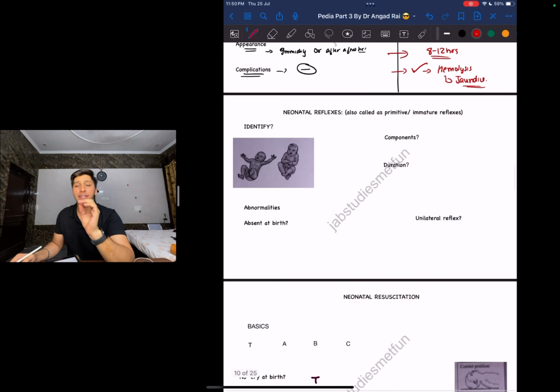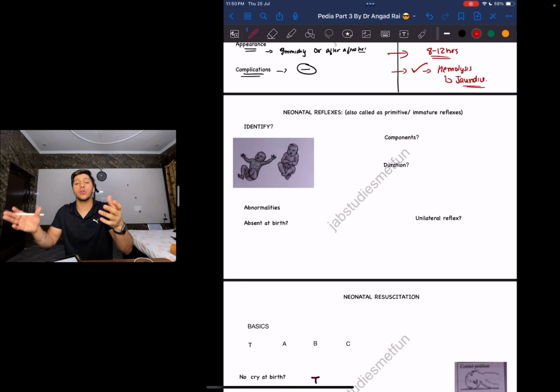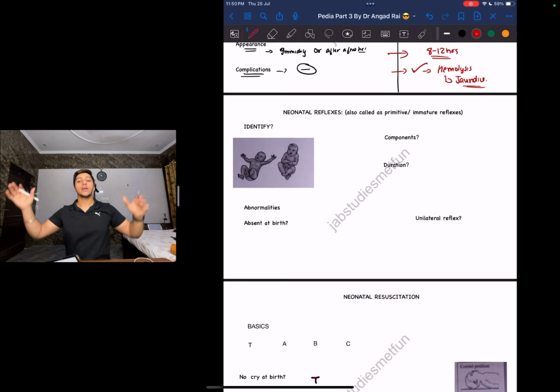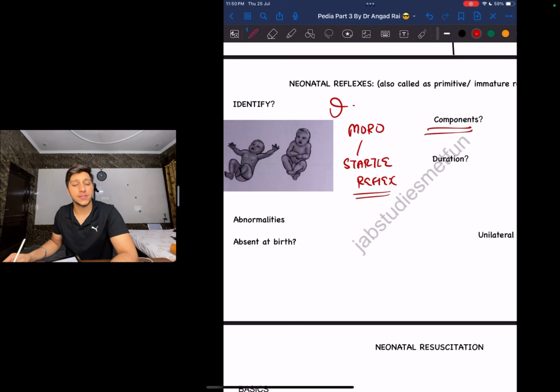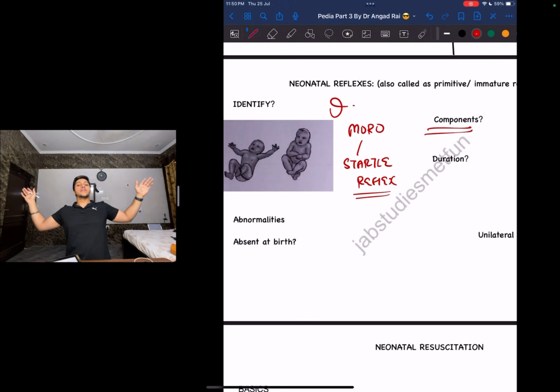Okay. Now, let's talk about neonatal reflexes. You need to know neonatal reflexes are also called primitive or immature reflexes. Over here I'm going to talk about one specific reflex which was asked multiple times. A baby, all of a sudden you just push him back, all of a sudden he goes hands like this. That is the Moro reflex, also known as the startle reflex. Now what they will ask you is what are the components seen in the Moro reflex. So what I did was I went like this and then I came back like this. So there is extension and abduction, and flexion and adduction.